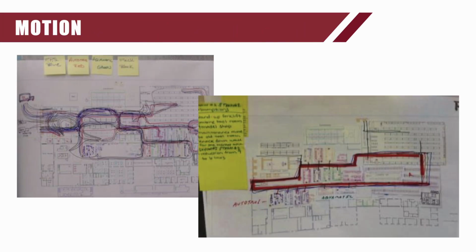Motion. As you can see from these 2 pictures, there's a lot of activity. This is all motion of team members and material in the plant. The one on the left was before a layout event where we looked at motion. The one on the right, you can see it's much more streamlined.